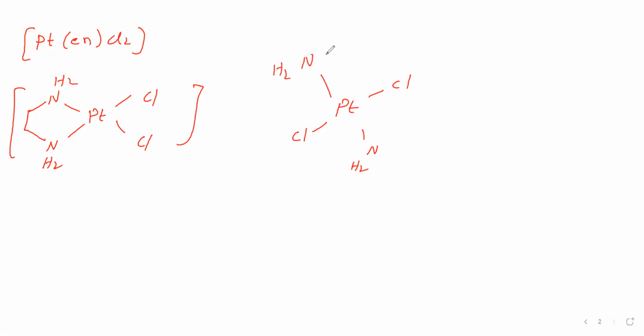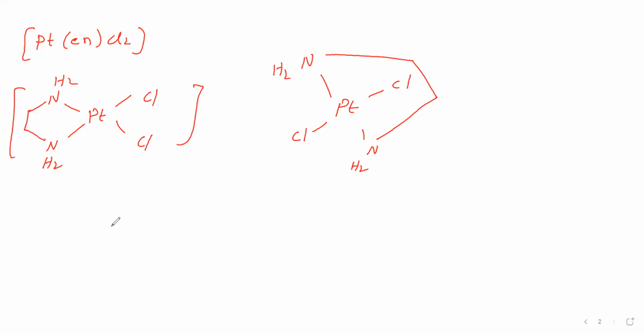That we have to see. For writing we have written like this, but is it possible? NH2 CH2 CH2 NH2 is called ethylene diamine, but is it possible like this? It is not possible. This will become like this only. Therefore, if we say cis, we cannot say trans. Therefore, geometrical isomerism is not possible for this.